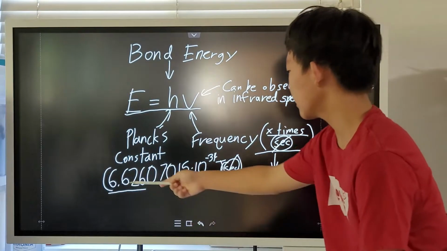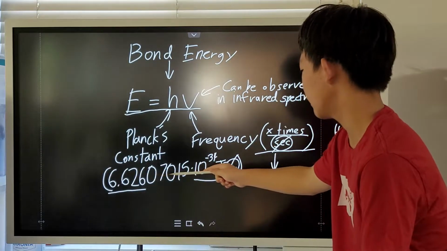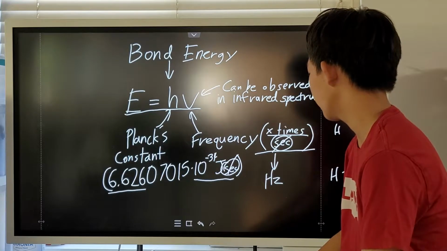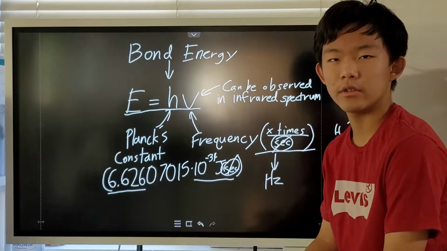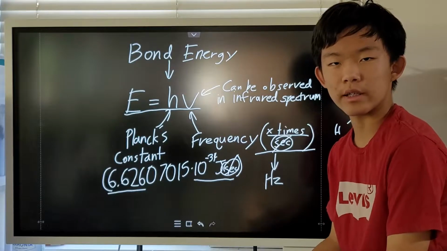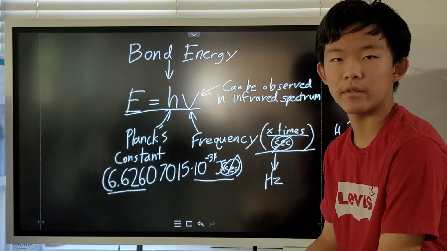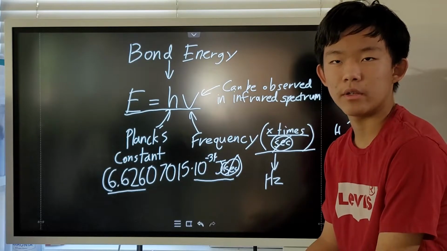Planck's constant is 6.626070015 times 10 to the negative 34th power joule second. For clarification though, this isn't joules per second, it's joule times second. This is because sometimes you might get confused and this will get your bond energy unit wrong.